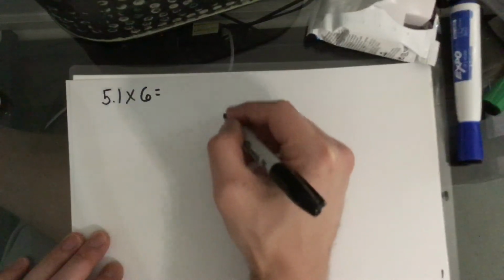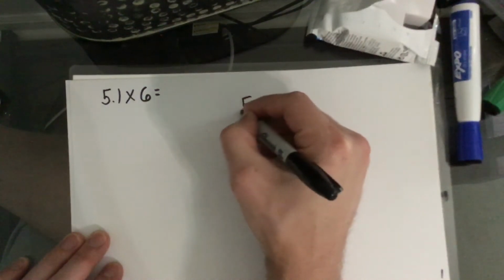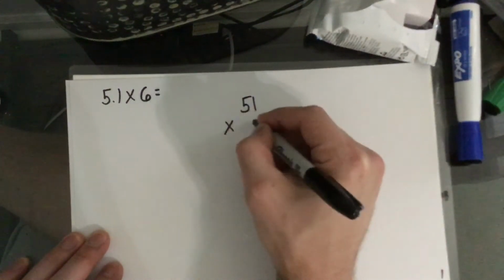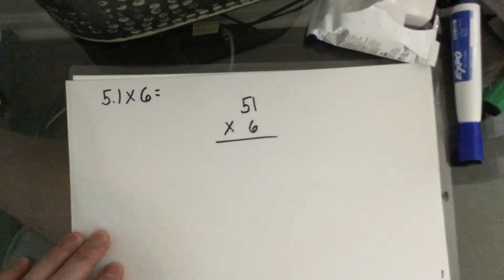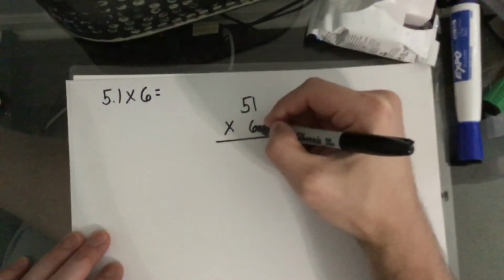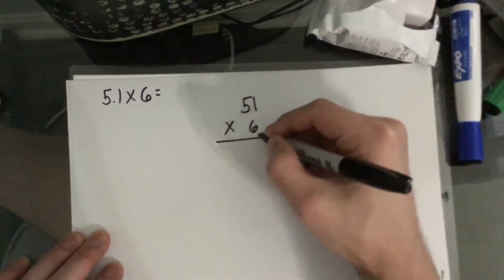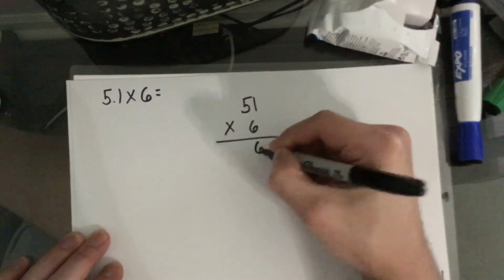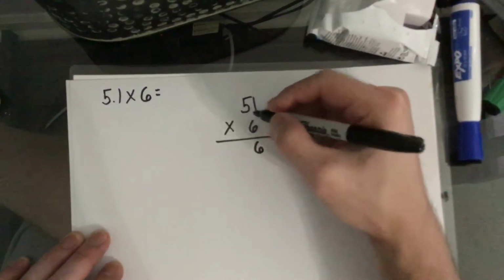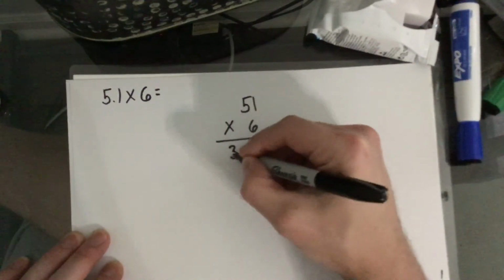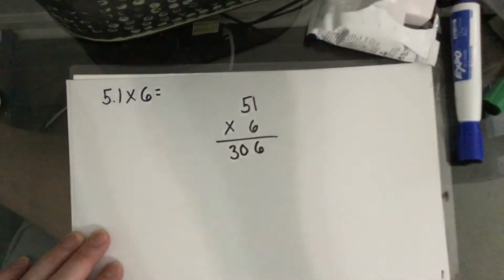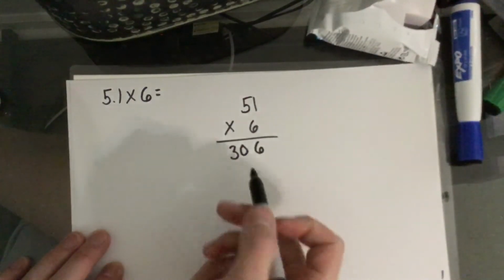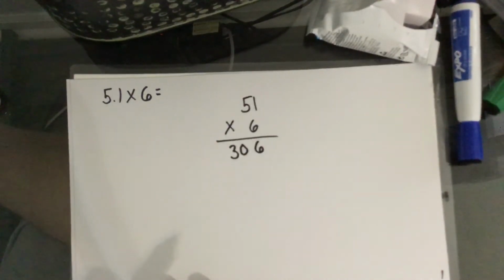So let's suppose this problem is just 51 times 6. And let's work that out using the standard algorithm. So I'd multiply 6 times 1, which is 6. And then 6 times 5, which is 30. So I know my answer is going to contain these digits in this order. I just don't know where my decimal would go.